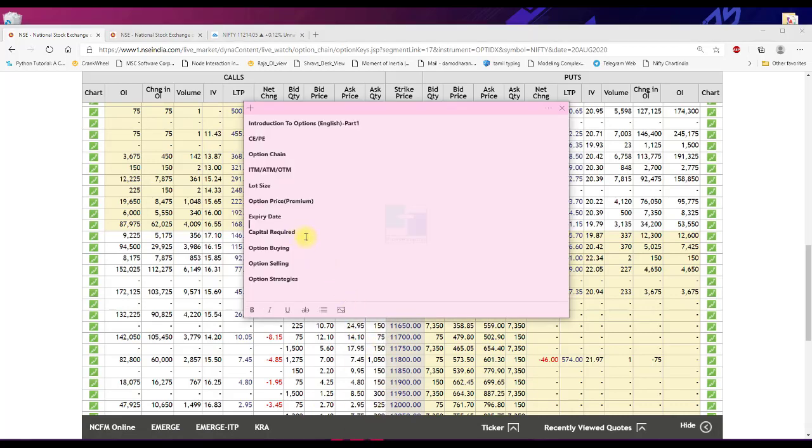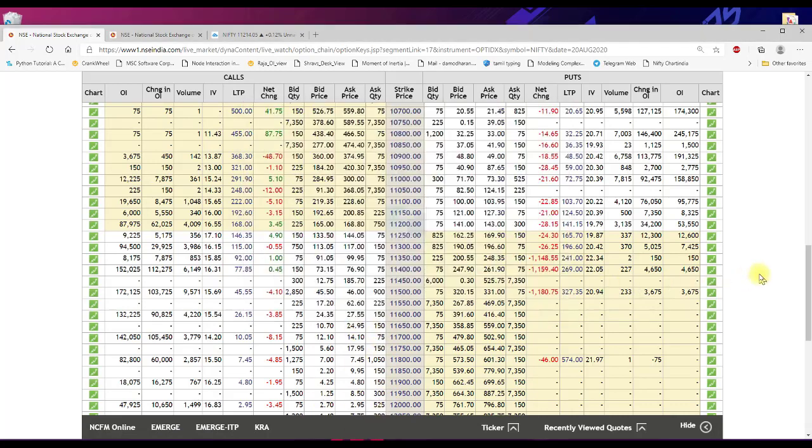So again, we are going to see what is the capital required. You are seeing what is the premium here, and you know what the lot size is. For rounding purposes, you can take this option premium as 100 rupees. 75 is the lot size. To buy this 11,300 call, you need 115, or you can round it as 100 into 75. Lot size is 75. So the total capital you need to pay is almost 7,500 rupees to buy this option at 100 rupees.